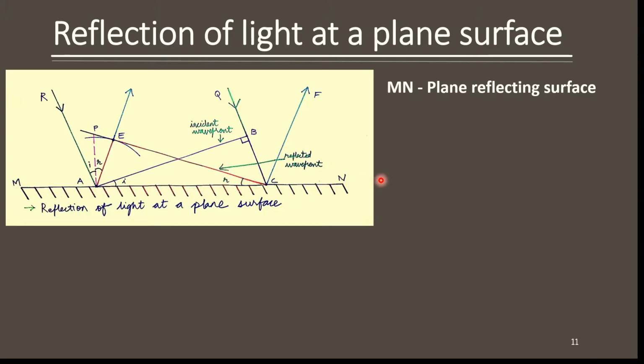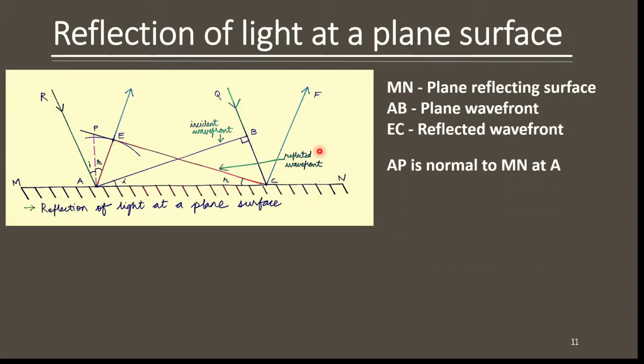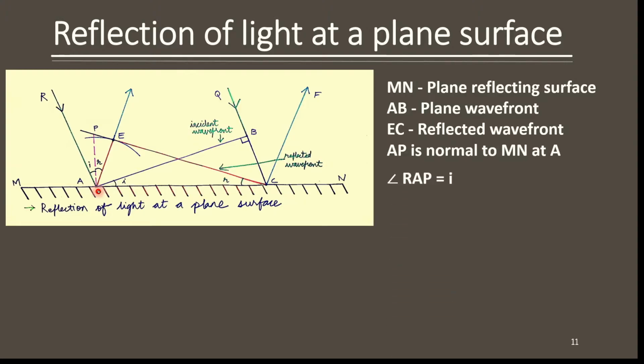MN is a plane reflecting surface. AB is a plane wavefront. EC is the reflected wavefront. AP is the normal to MN at point A. Angle RAP is equal to i, the angle of incidence. Angle PAE is equal to r, the angle of reflection.